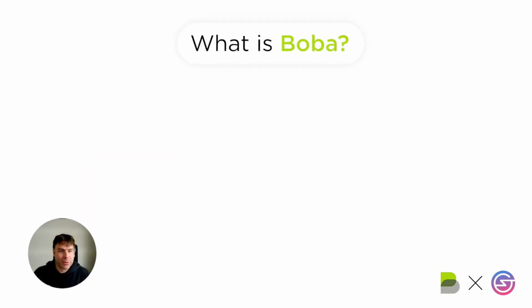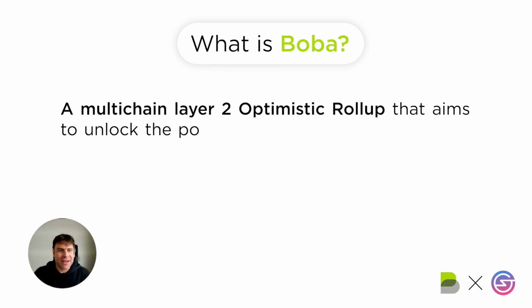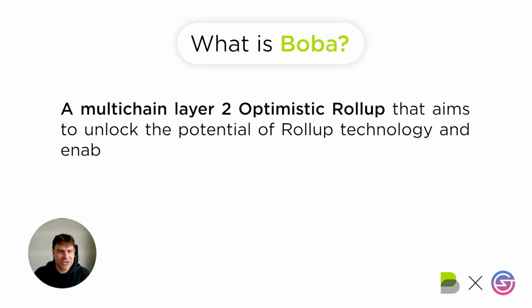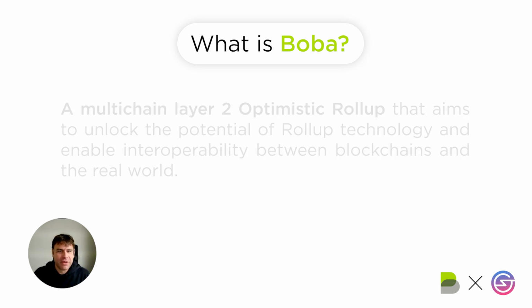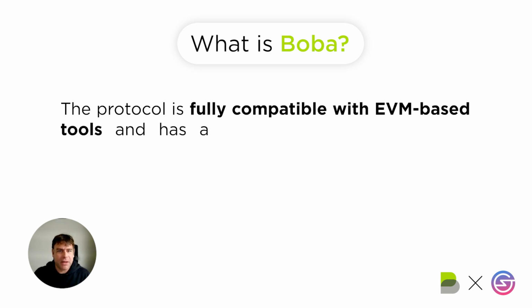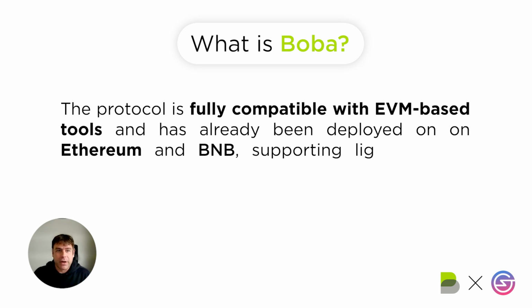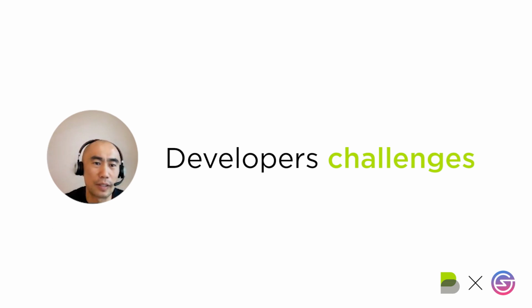So, Boba Network is a multi-chain layer 2 optimistic rollup that aims to unlock the potential of rollup technology and enable interoperability between blockchains in the real world. The protocol is fully compatible with EVM-based tools and has already been deployed on Ethereum and BNB, supporting lightning-fast transactions and low fees. Let's take a look at the challenges that developers are facing when developing on the blockchain.